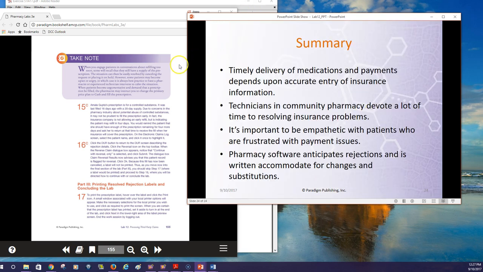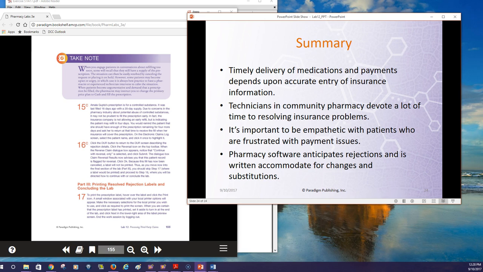Now, timely delivery of medication and payment depends on the accurate entry of the insurance information. Technicians in community pharmacy devote a lot of their time to resolving insurance problems. We know what kind of messages are coming through. We know what the common cause is, so we want to try to help be part of the solution. It's important to be empathetic with patients who are frustrated with payment issues. We don't know what else is going on, right? Maybe they've had some other issues outside of the pharmacy. So having empathy and doing our best to try to assist them.